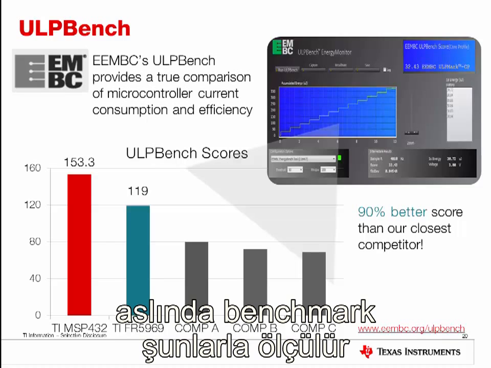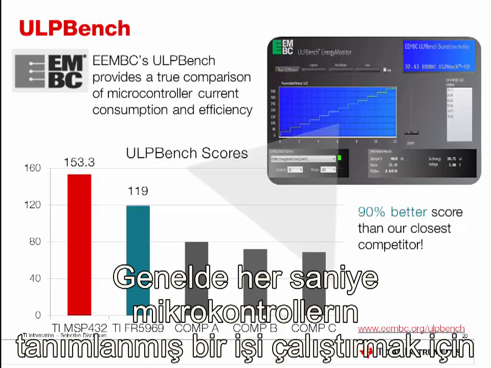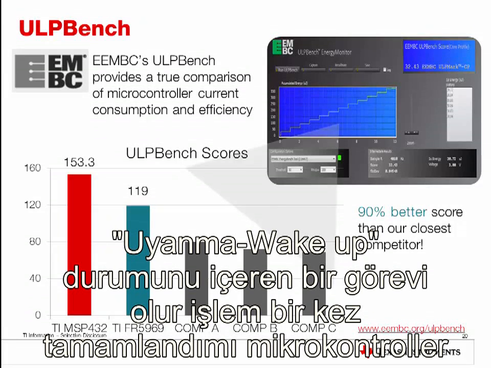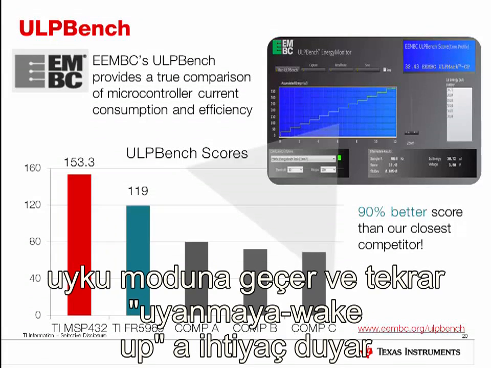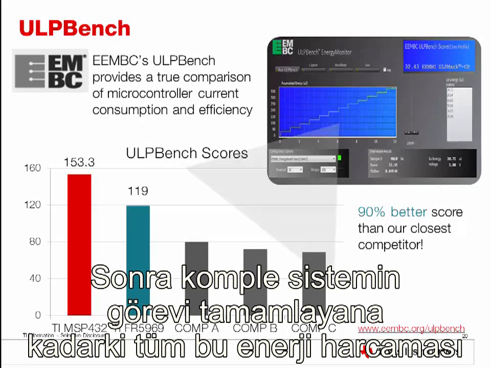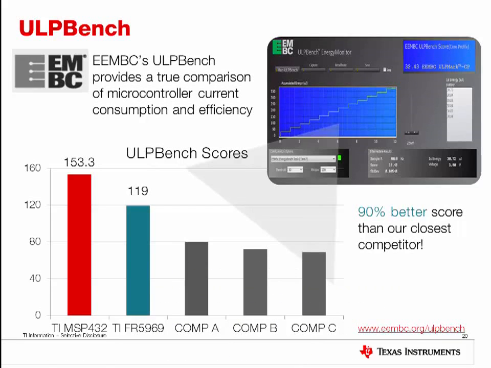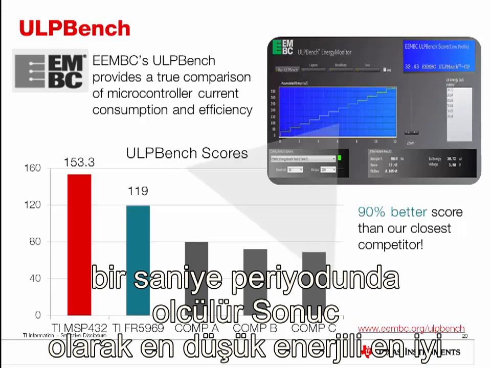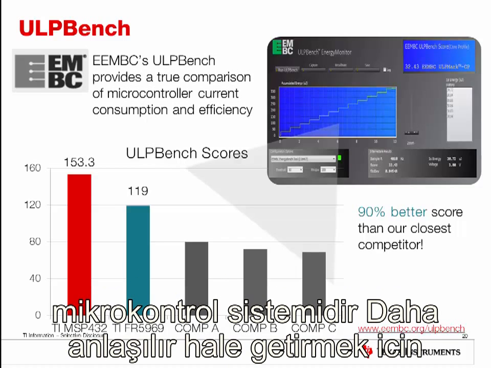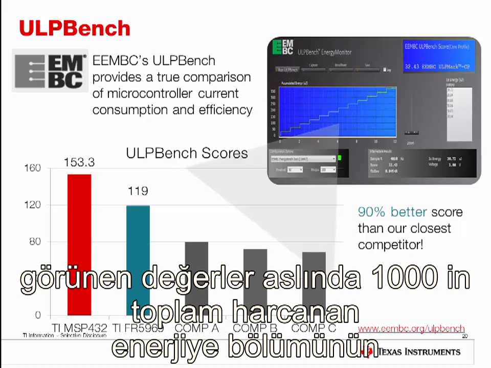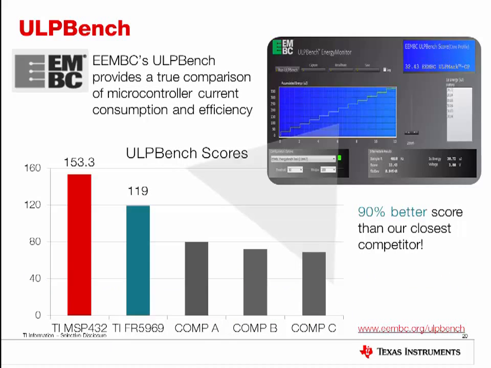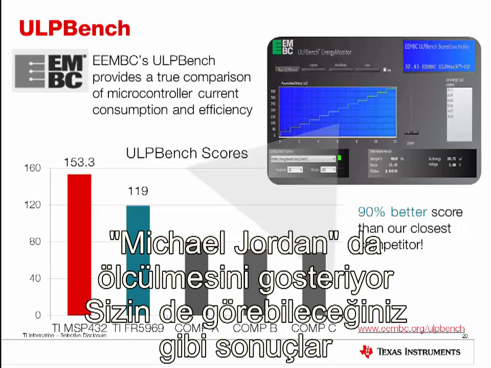The benchmark is measured as follows. Usually a task involves the microcontroller waking up once per second to execute a predefined workload. Once it is completed, the microcontroller needs to go back to sleep and then wake up again 1 second later. The overall energy consumed by the entire system to accomplish the task is measured over this 1 second period. As a result, the lower the energy consumed, the better you are as a microcontroller and as a system. To make the score a little more intuitive for the readers, the score is calculated by using 1000 divided by the total energy consumption measured in microjoules.